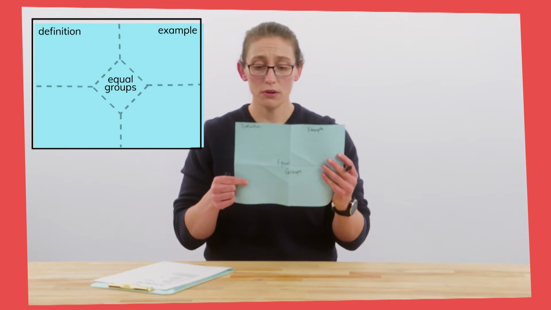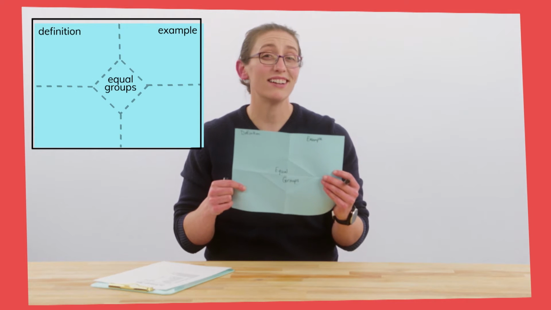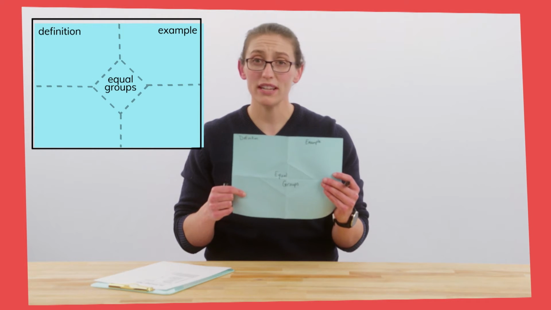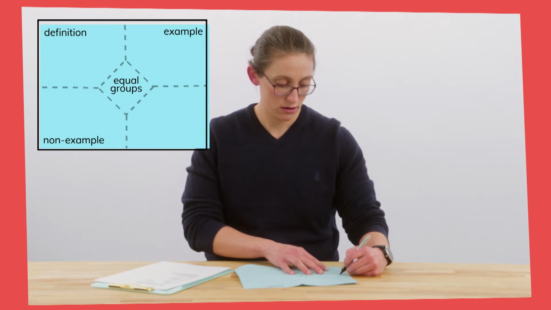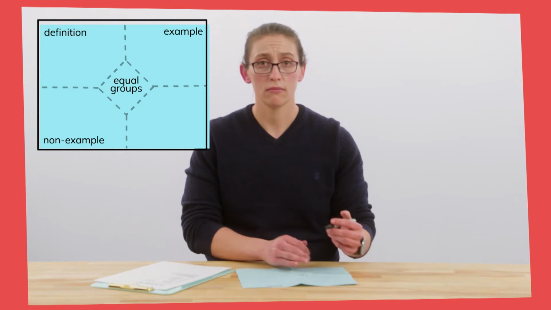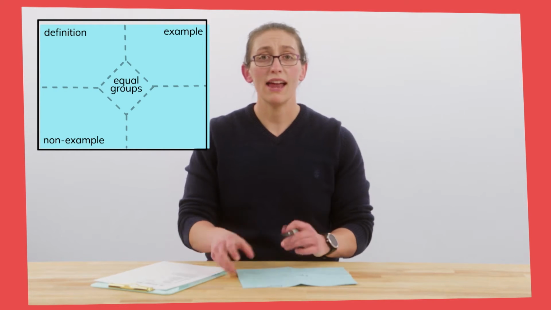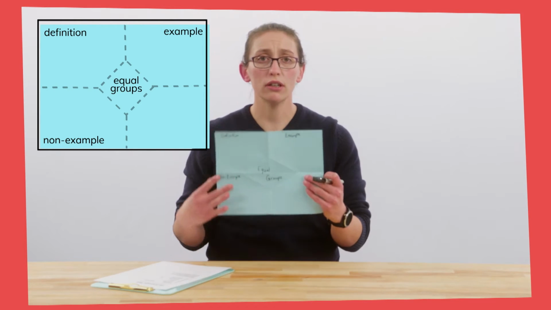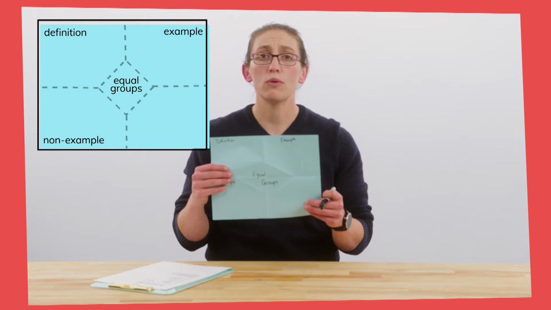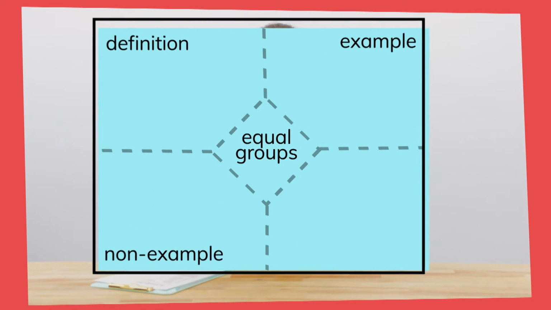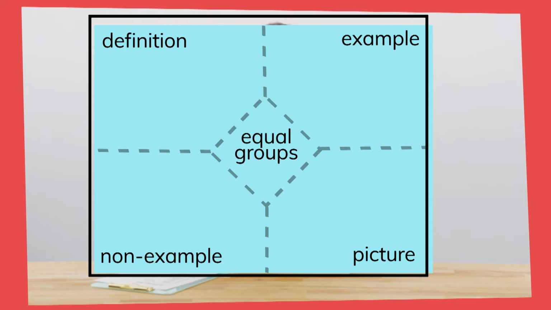Then, in the lower left rectangle, we'll provide a non-example, or what equal groups are not. So, write non-example here. And finally, in the lower right rectangle, we'll draw a picture to help us visualize what equal groups are. So let's write the word picture here to remind us of what we're supposed to do.